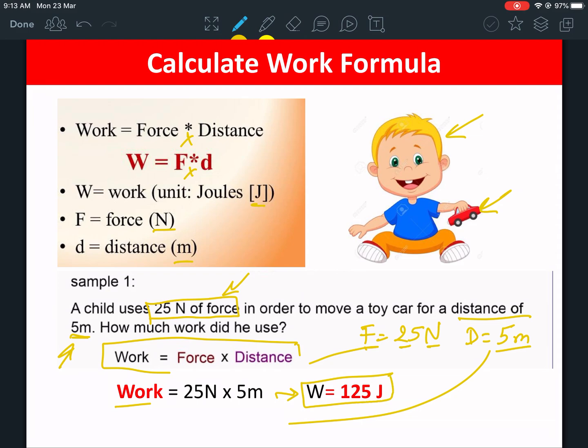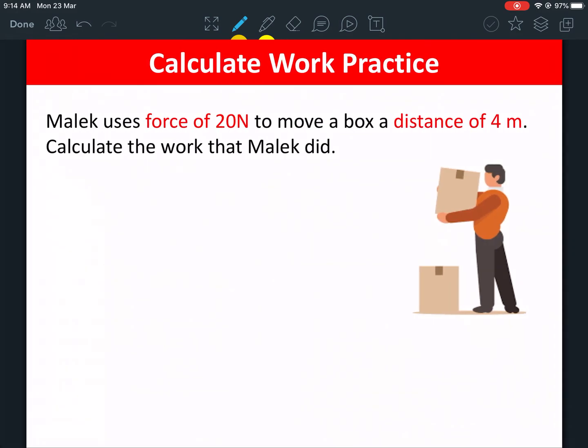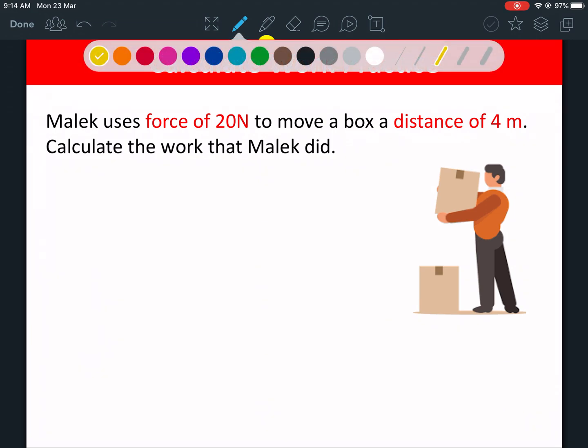125. 125 what? Joules. The unit of measurement of work is joules. Okay? Now we're going to do an example together that's going to make this a bit more clear. Okay, let's do this example.